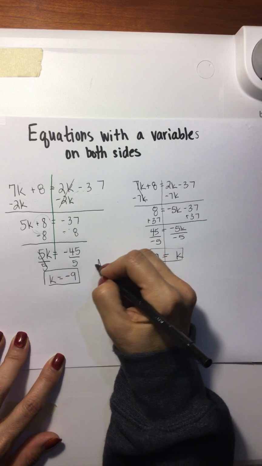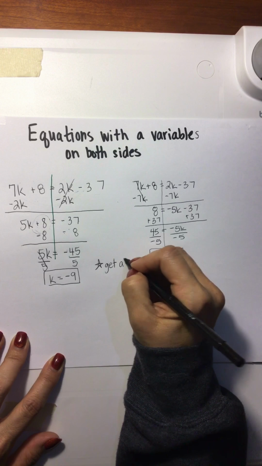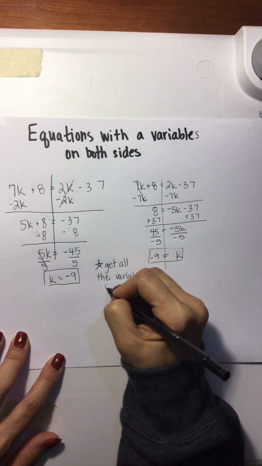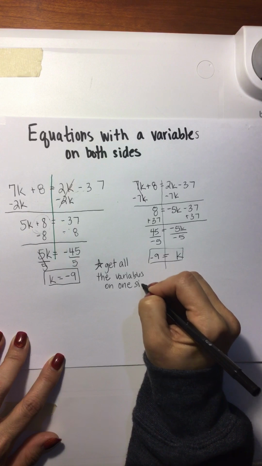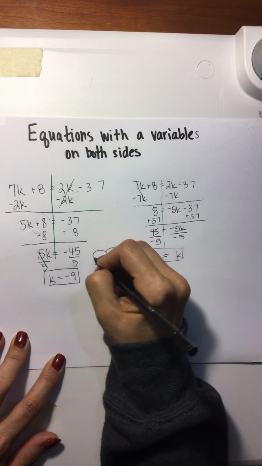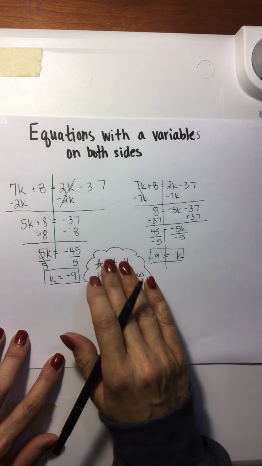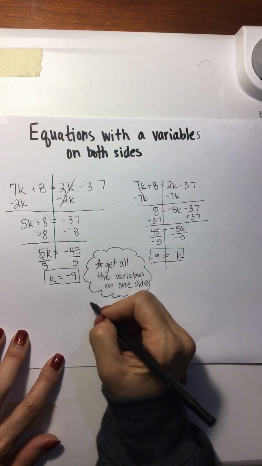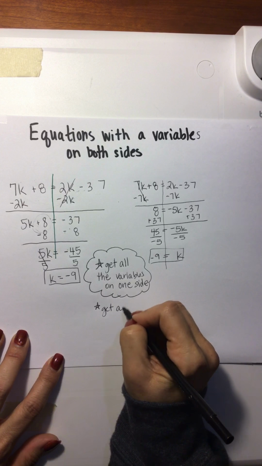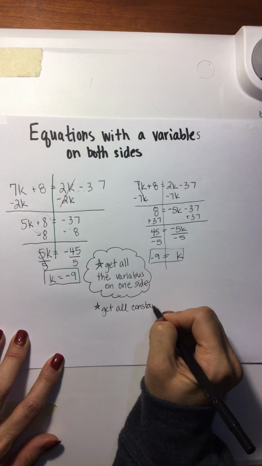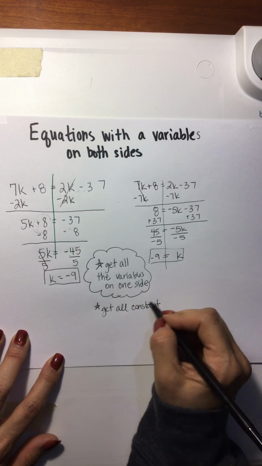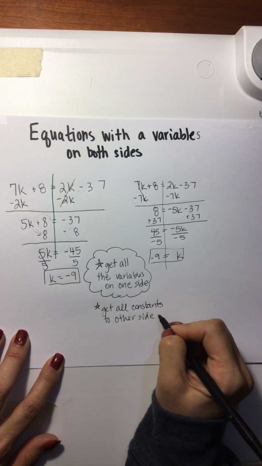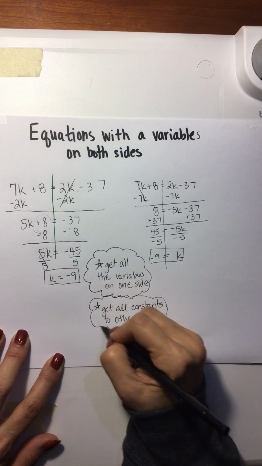So what you have to do is get all the variables on one side. This is the most important thing that you are focused on. Because once you do that, you kind of intuitively know that you need to get the other things on the other side. Then you get all constants, which are numbers that don't have variables attached to them. Get all constants to the other. Okay, so those are your steps on this one.